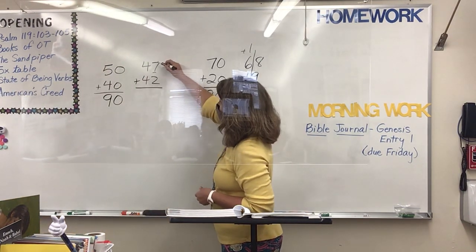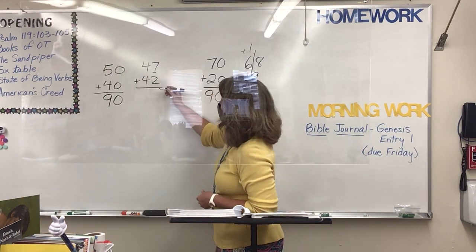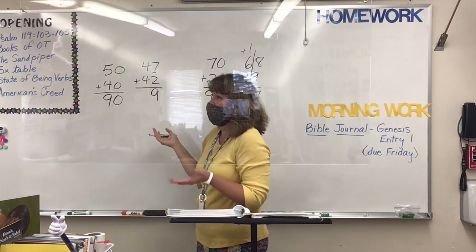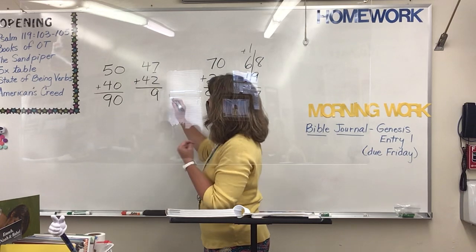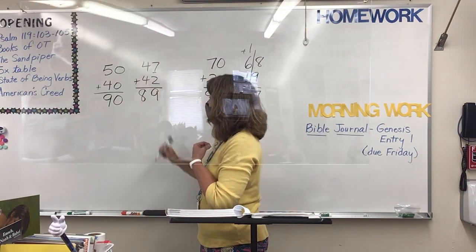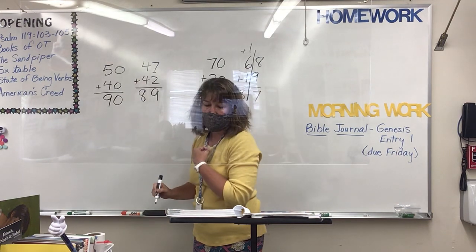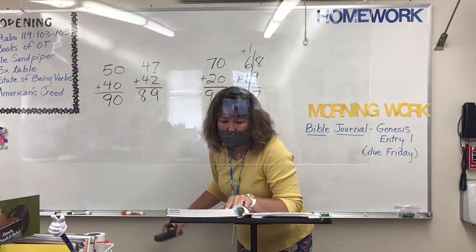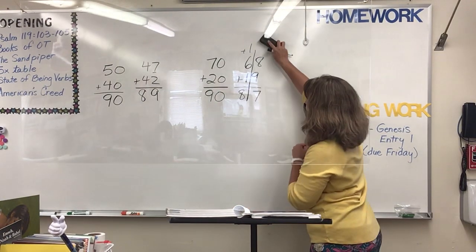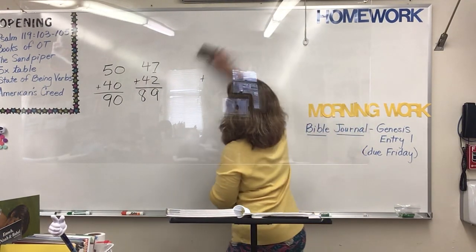Let's add our ones place. 7 plus 2 is 9. Nothing to carry because one digit is in the ones place. And then 4 plus 4 is 8. So 89 is close to 90. That's actually pretty close. Now, same thing for numbers 4 through 6, but now we have a hundreds place.